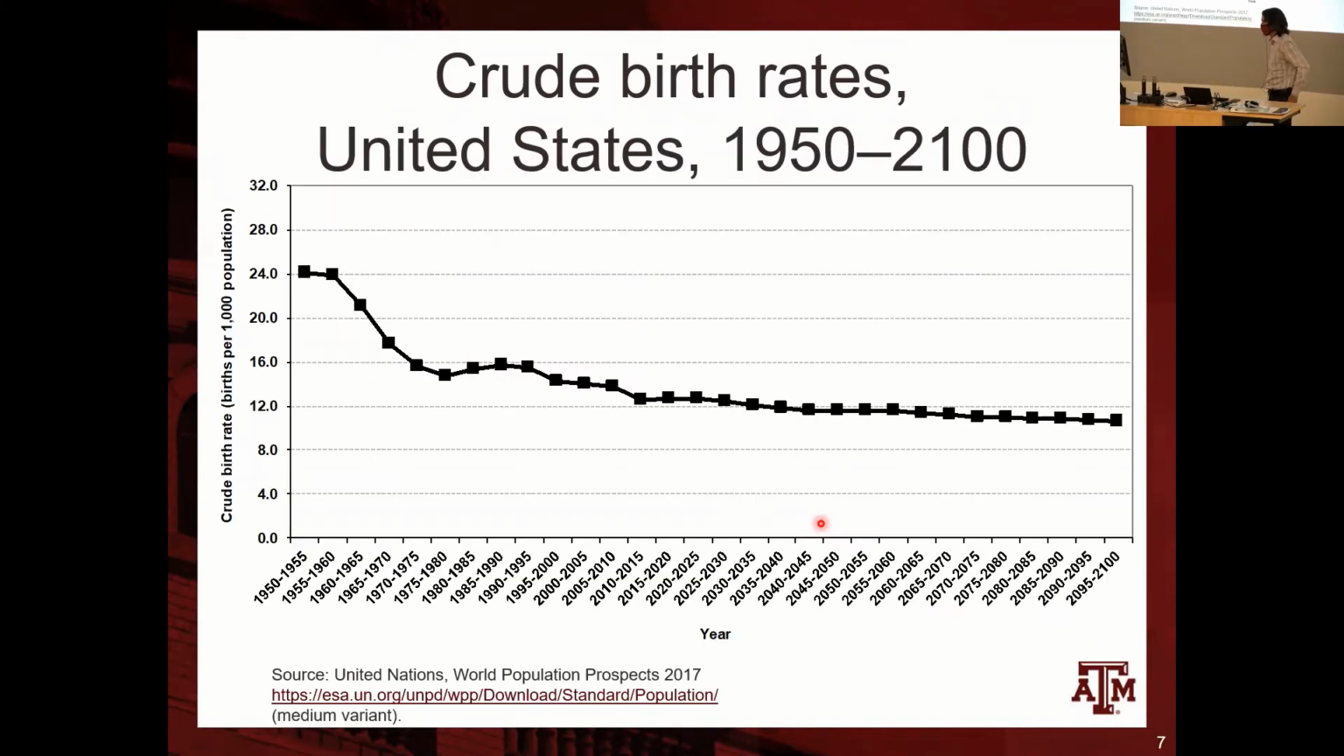Here is an example of the crude birth rate in the US between 1950 and projections until 2100, done by the United Nations. You get the number of female and male births, divide by the overall population, and multiply by 1,000. You have these trends that drop from 24 to below 12 per 1,000. This says that back in 1950, out of 1,000 people in the US at that time, you had around 24 births between 1950 and 1955. By 2100, the levels are going to be a little similar to what we have right now. Right now it's a little above 12; it's going to be a little below 12. For every 1,000 people, we have about 12 births.